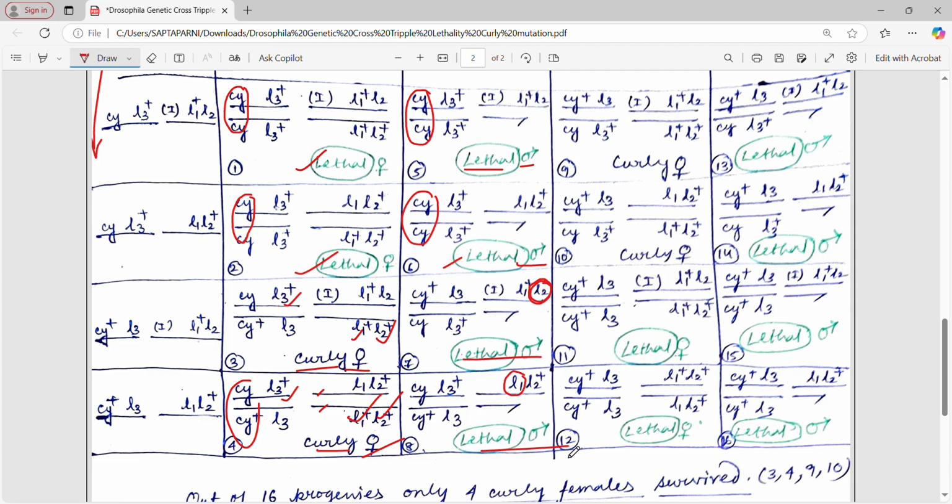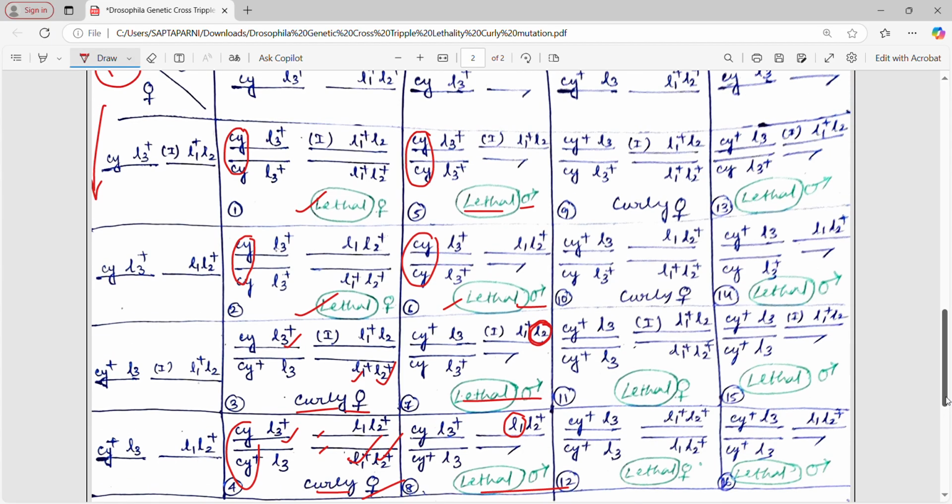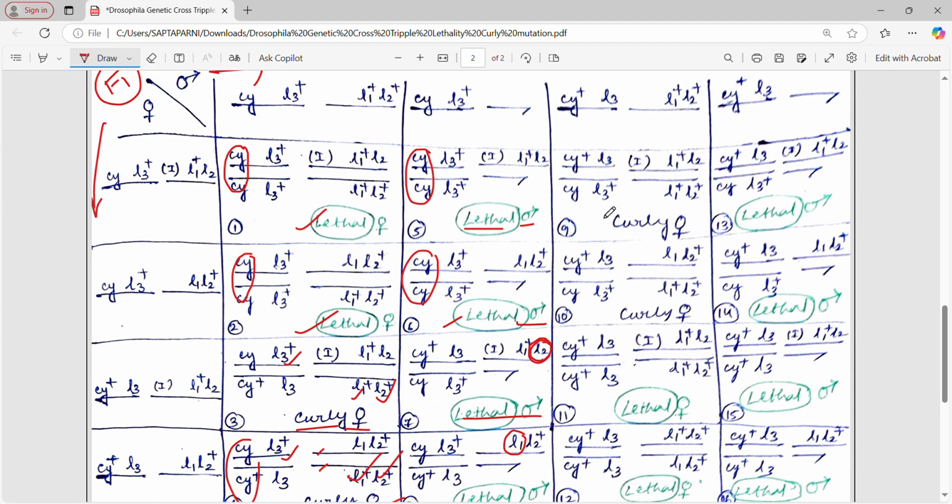Then see here, it is CY plus CY, so it is Curly, 2 X chromosome female, and it has L1 plus, L2 plus and L3 plus alleles, all in wild type condition, so it is a surviving Curly female. Similarly, this is also a surviving Curly female. Due to CY plus CY, it is Curly. Due to 2 X chromosomes, it is female, and due to presence of L1, L2 and L3 wild type alleles, it is a surviving female.